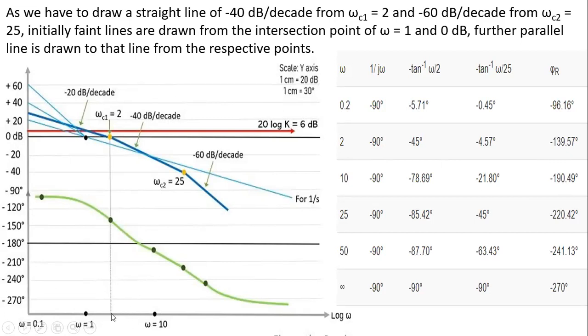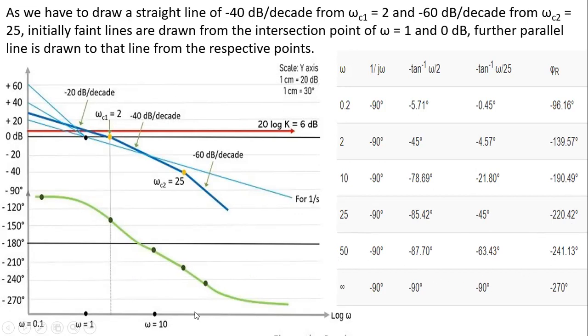So this is a logarithmic scale. We will have 1, 2, 3, 4, 5 up to 10. Okay, so omega 2 is somewhere here, and we will have minus 139 degrees here. This is in the minus scale. Then for omega equal to 10, minus 190. Omega 10 is minus 180, this is minus 190. Omega 25, minus 220. Omega 25 will be somewhere here, and this is minus 220, somewhere at this point.